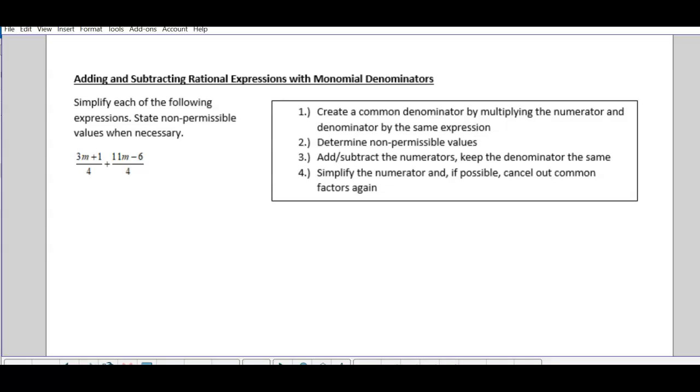All right, so taking a look, we're going to first look at monomial denominators. So that means just a number, or maybe a number and some variables multiplied together. But our first group of questions, there's no binomials or trinomials in the denominator. Okay, so we're going to simplify that. Reminder, create a common denominator by multiplying numerator and denominator by the same expression. Determine non-permissible values and subtract the numerators, keep the denominator the same. Simplify, and again, I like divide out.